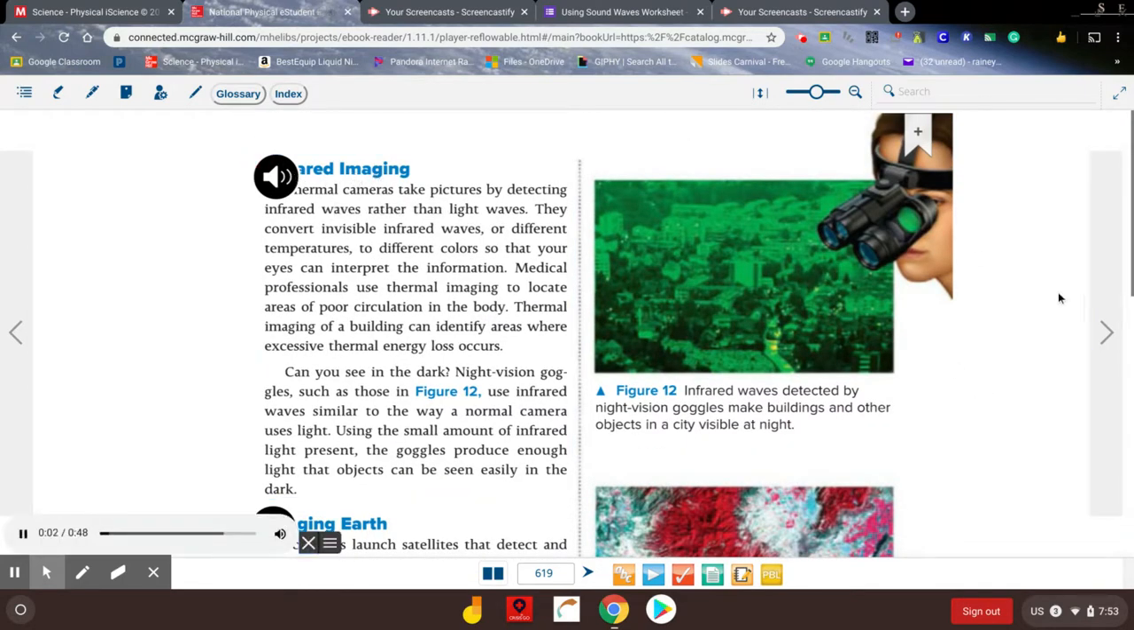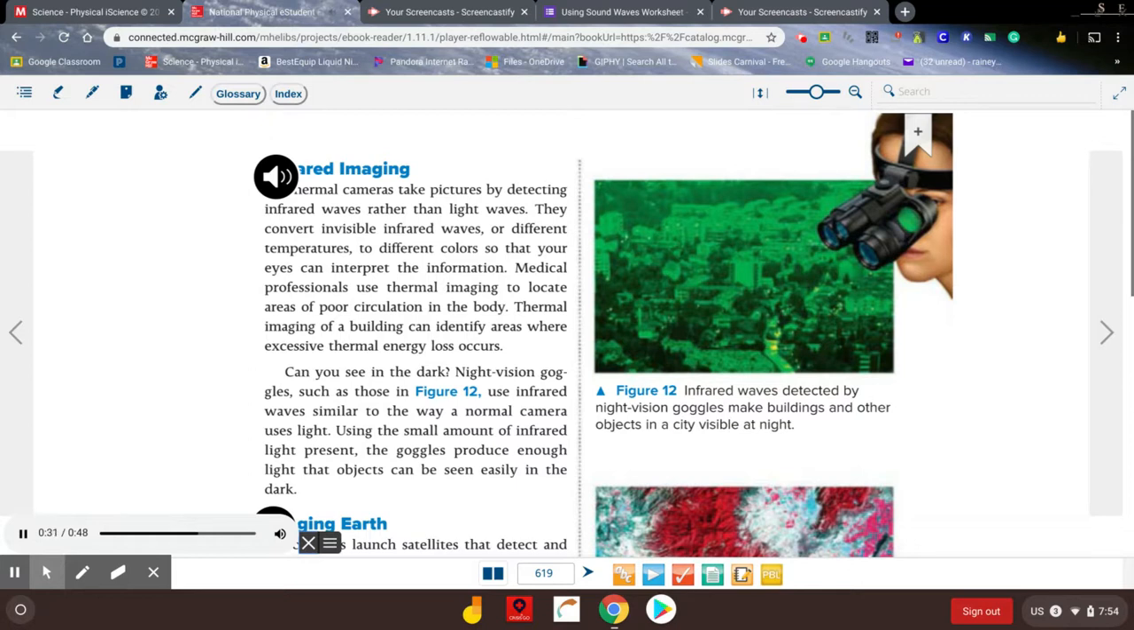Infrared imaging. Thermal cameras take pictures by detecting infrared waves rather than light waves. They convert invisible infrared waves of different temperatures to different colors so that your eyes can interpret the information. Medical professionals use thermal imaging to locate areas of poor circulation in the body. Thermal imaging of a building can identify areas where excessive thermal energy loss occurs.